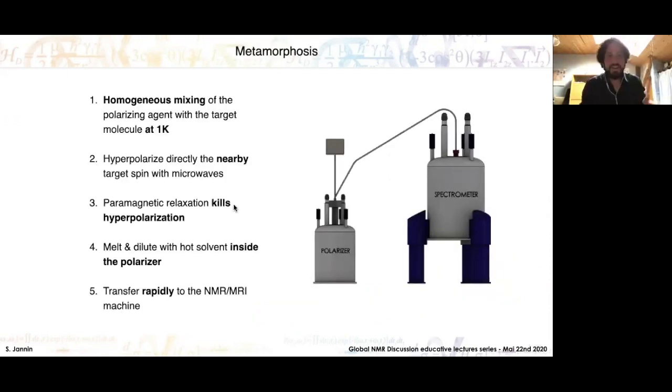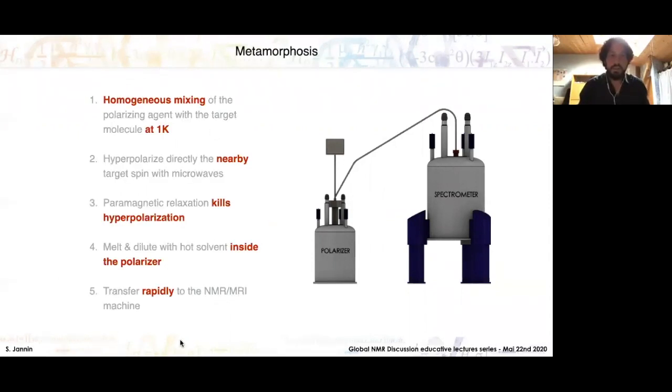Okay, so now I'm going to go back to one of the first slides. When we describe the dissolution DNP process, we say that we need to mix the radical with the molecules homogeneously, bring the temperature down to 1 Kelvin, and then polarize the nearby nuclear spins with the electrons. And we said that if we stop the microwave, or warm up the cryostat, or take the sample out, the paramagnetic relaxation kills the hyperpolarization. Because of that, we need to melt and dilute the sample inside the polarizer. And because the relaxation in the liquid state is on the order of a second or tens of seconds, we need to transfer the sample rapidly.